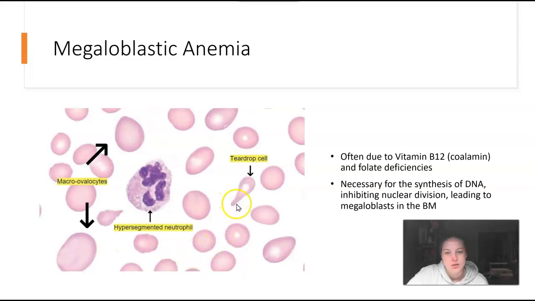And you can see teardrop cells, which shows a premature pinching off of RBCs by the spleen, which is also a sign of megaloblastic anemia, as well as hypersegmented neutrophils. So this is a peripheral blood smear of someone with megaloblastic anemia, and these would be consistent with the findings in this patient.